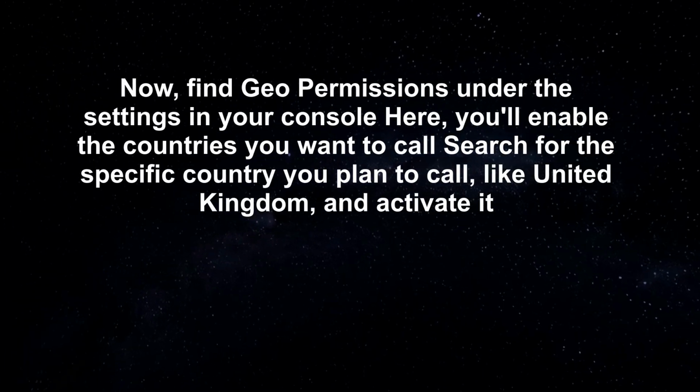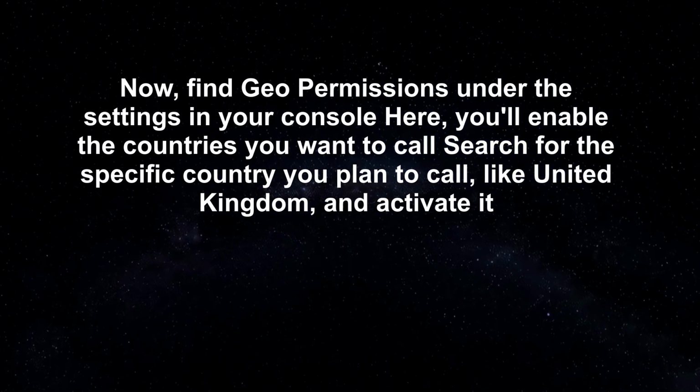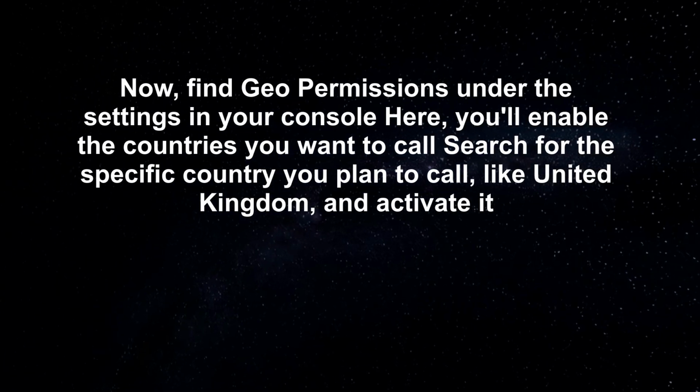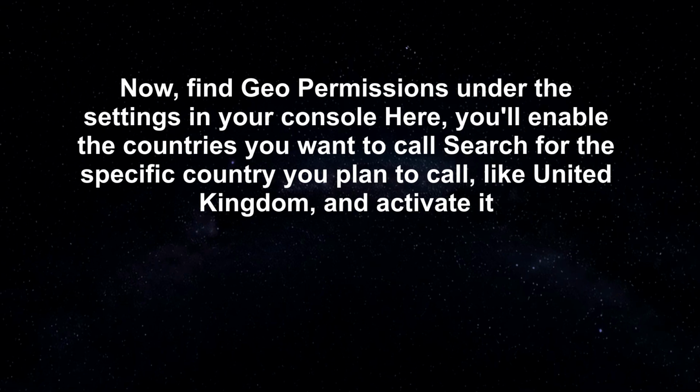Now, find Geo Permissions under the settings in your console here. You'll enable the countries you want to call. Search for the specific country you plan to call, like United Kingdom, and activate it.